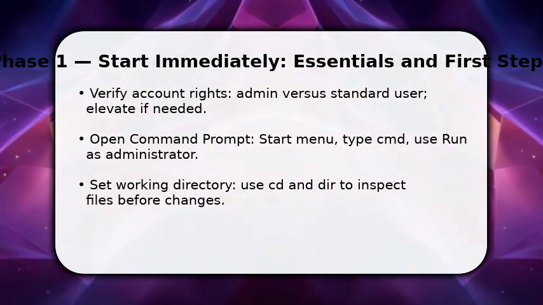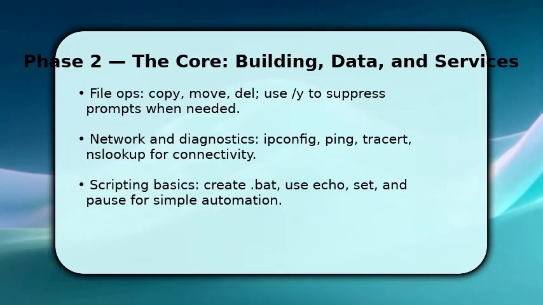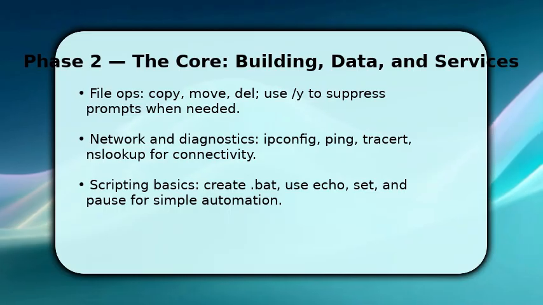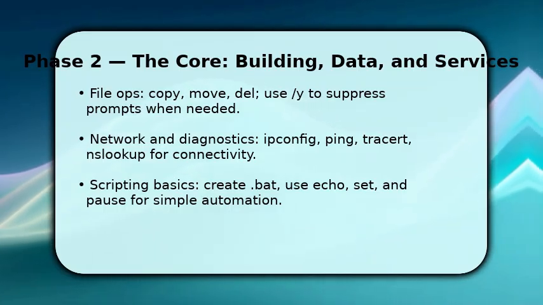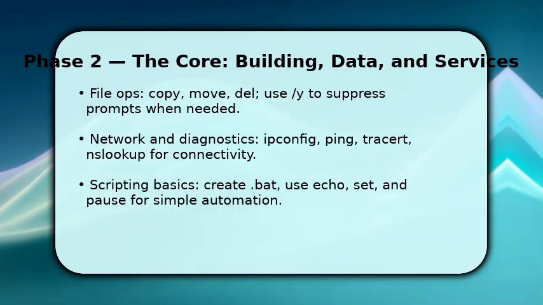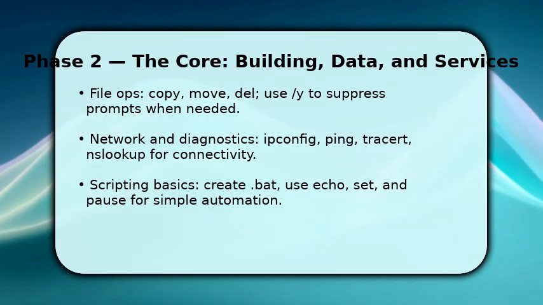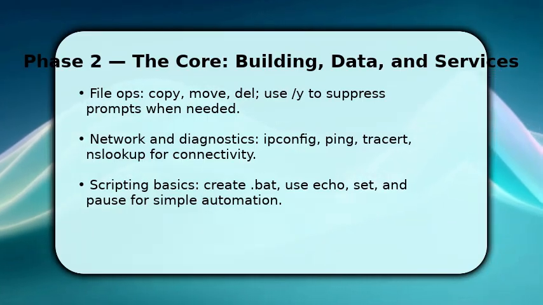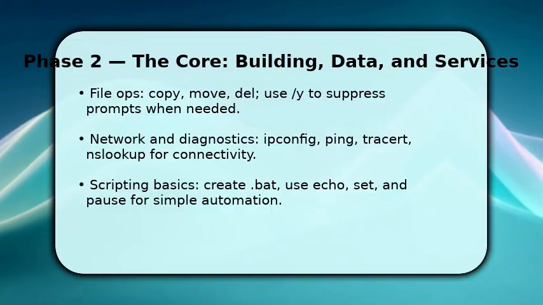Now you execute the core commands that do the work. For file tasks, use copy, move, and del. Add switches like /y to avoid confirmations and prevent interruptions. For connectivity, run ipconfig, then ping and tracert to troubleshoot paths, and nslookup to validate DNS. These reveal where problems occur.